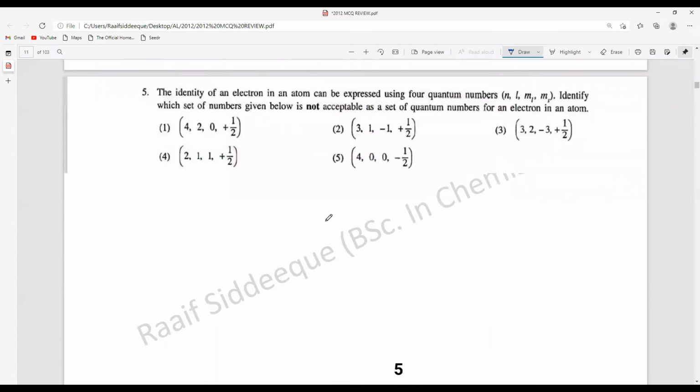Moving on to question number 5. The identity of an electron in an atom can be expressed using 4 quantum numbers. So this is very similar to what we discussed in the earlier paper as well. And they are asking which is not acceptable as a quantum number for an electron in an atom.